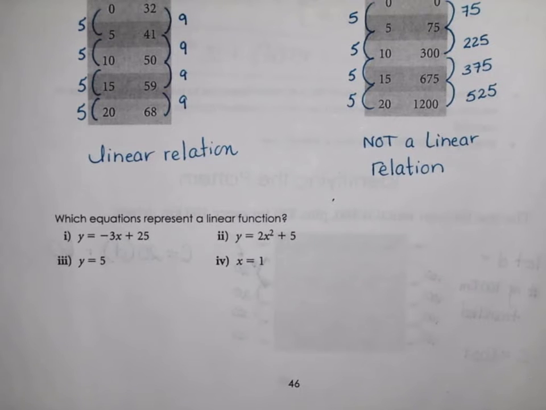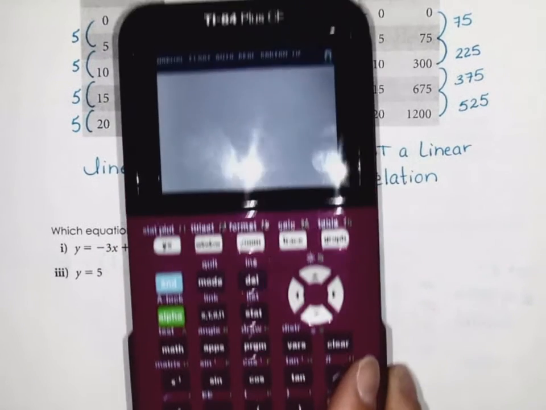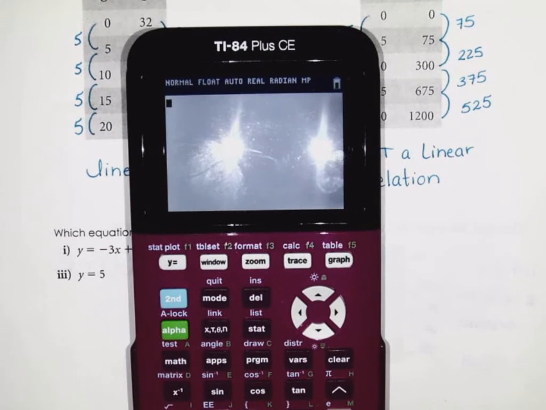All right. Okay, we're going to challenge ourselves and use some technology here. So when I graph a linear relation, what does it result in? What does it look like? It's a straight line, right? So when we graph these, we're going to decide if it's a linear function or not. Okay, everybody got their graphing calculator?